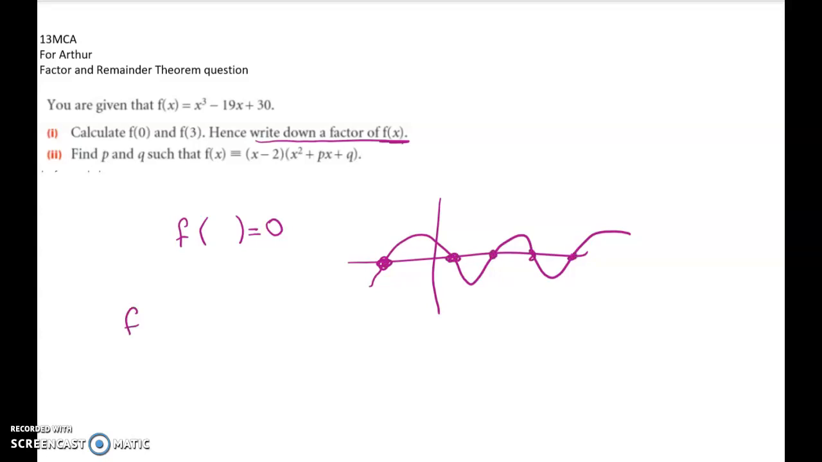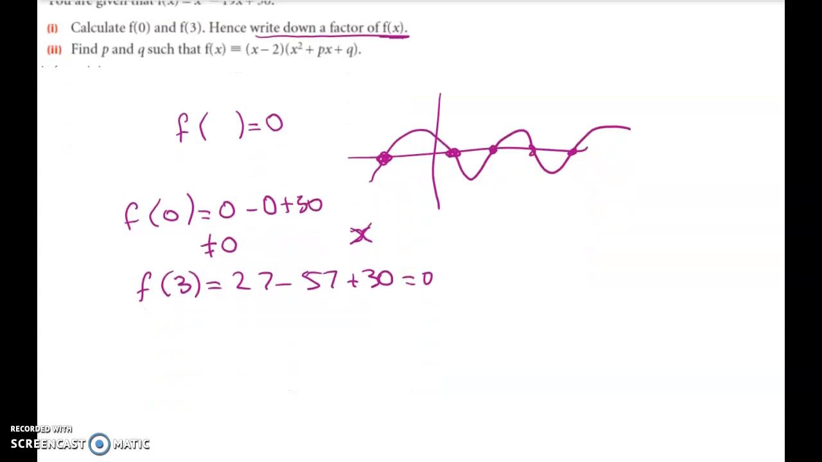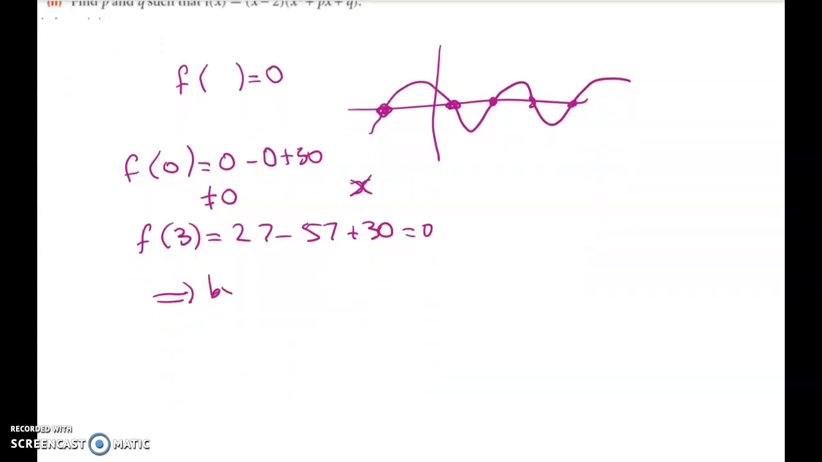So in this case, if we go f of 0, we get 0 minus 0 plus 30, which is not 0. So we know that x is not a factor. Then if we put in f of 3, we get 27 minus 19 3s are 57 plus 30, which equals 0. So by the factor theorem, we've found a factor, and that factor is x minus 3.